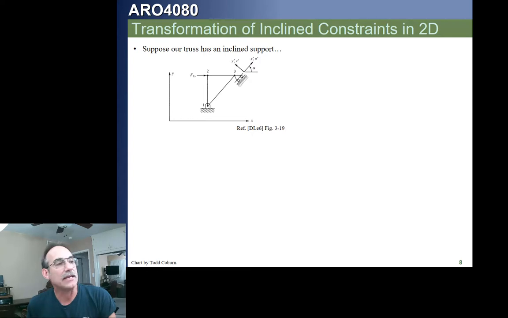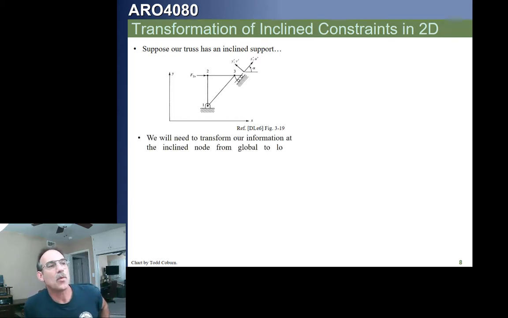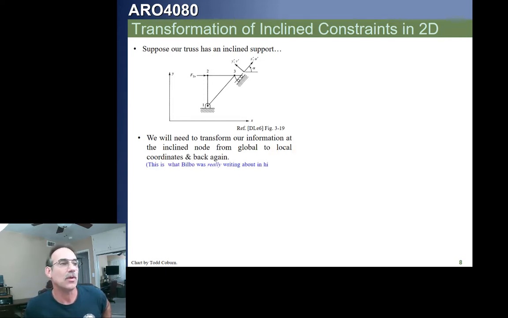We see at node 1 we're constrained in the 1 or 2 directions, but at node 3 we're only constrained in this local y prime direction. We're not constrained in the x, we're not constrained in the y, we're constrained in this other coordinate direction. This is going to make it a little challenging to impose the boundary condition. So here's how we're going to handle it. We're going to have to transform our information at that inclined support into a local coordinate system, from the current to from there and back again.